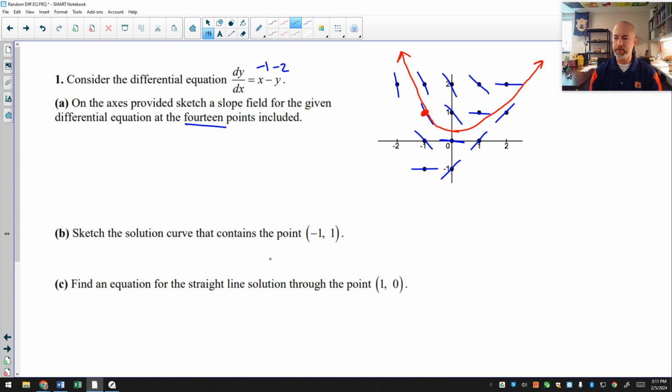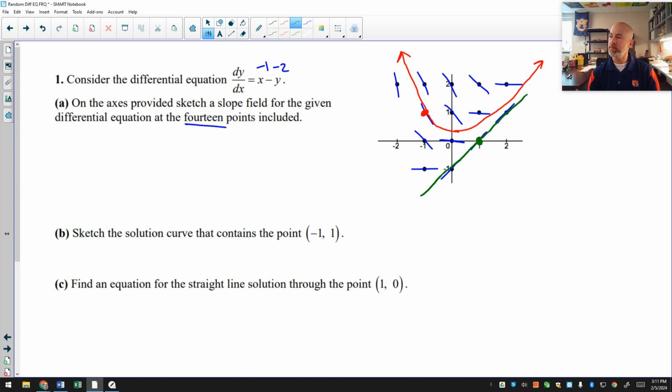So now we have a second solution. This time we're going through the point 1, 0. And if I start right here at 1, 0, and if you want to sketch it, that's fine. It's not wrong to draw on this in addition to what we already have. And that is a slope of 1. And if I carry a slope of 1, I will remain on that slope of 1. And the y-intercept is -1.